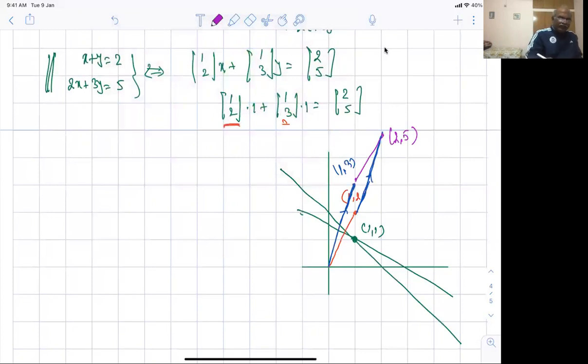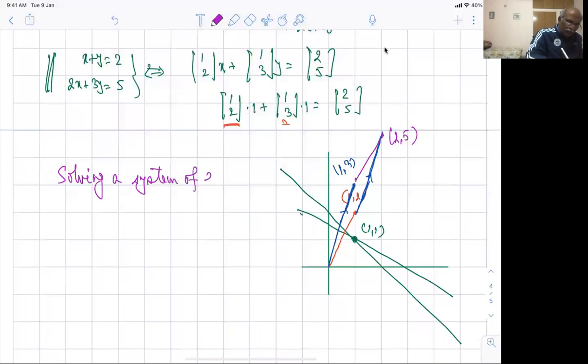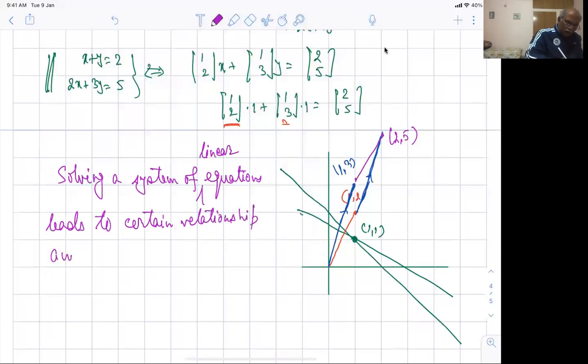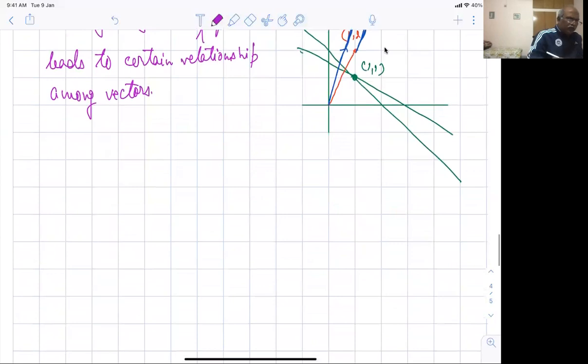All right. So what we are saying is that solving a system of linear equations leads to a certain relationship among vectors. That's very, very important. So I would like you to understand something here. I've done it, but I would like you to understand the following question.